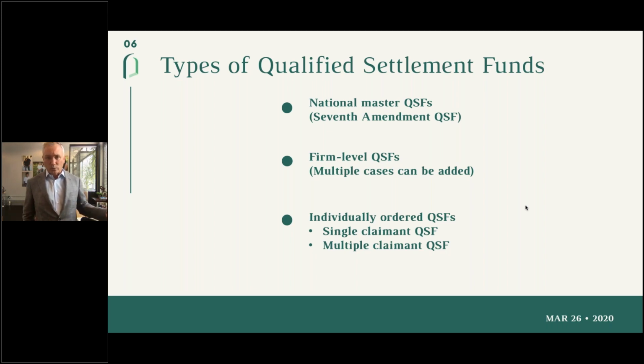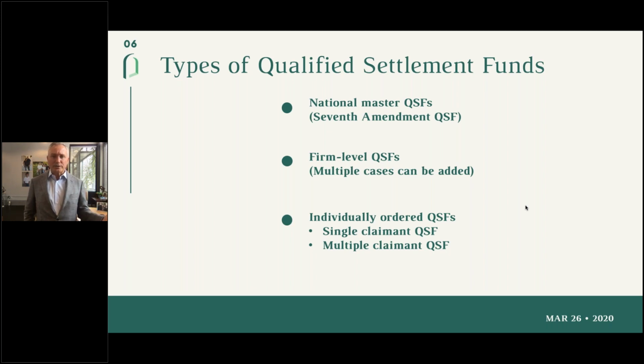Our preference, when we're the administrator, we're here in New York, our circuit court, all files and petitions, are naturally and automatically sealed. So there's confidentiality. Confidentiality being an issue when you're filing, whether it's in advance or if a case has resolved, that's a material point. And then you obviously have all of your individually ordered QSFs.